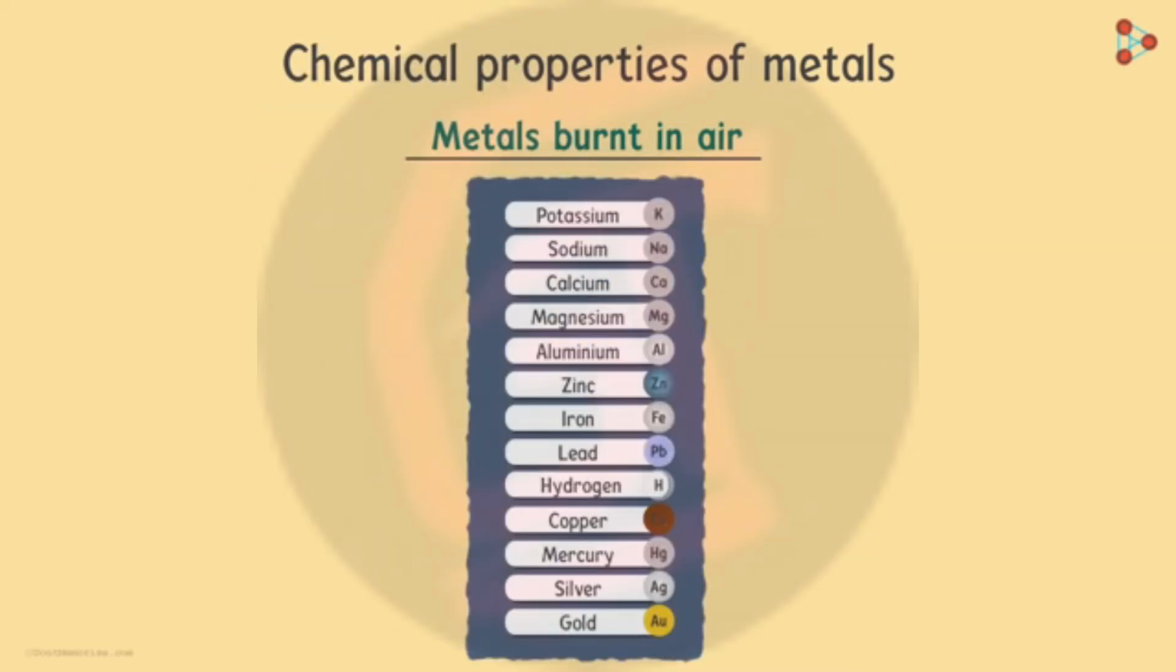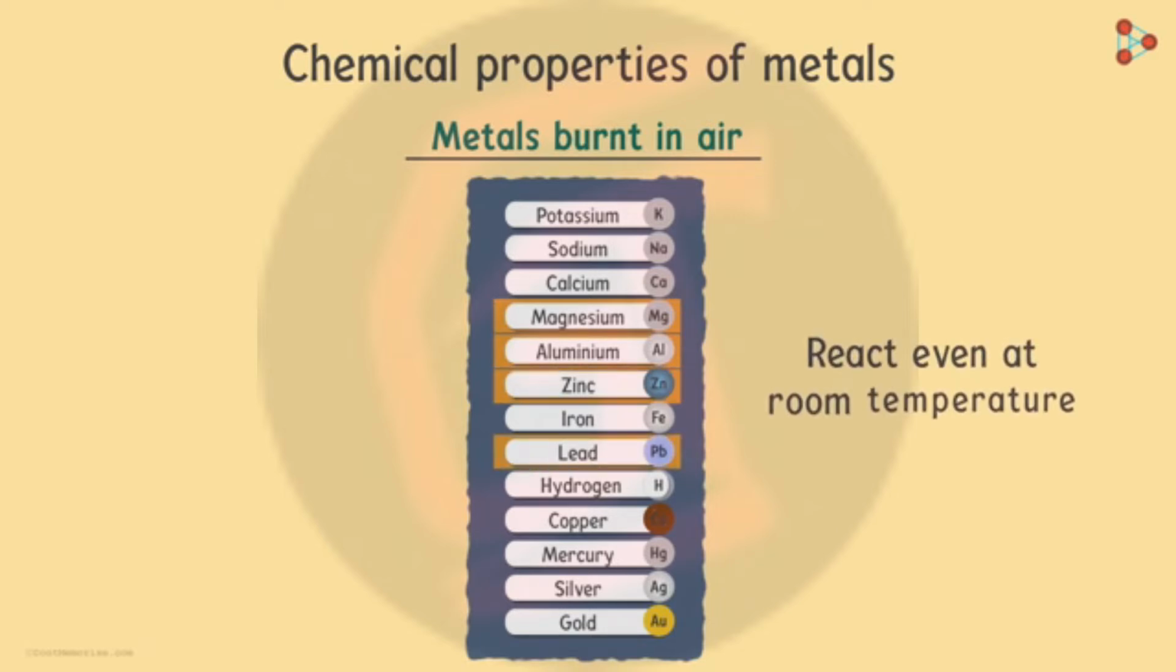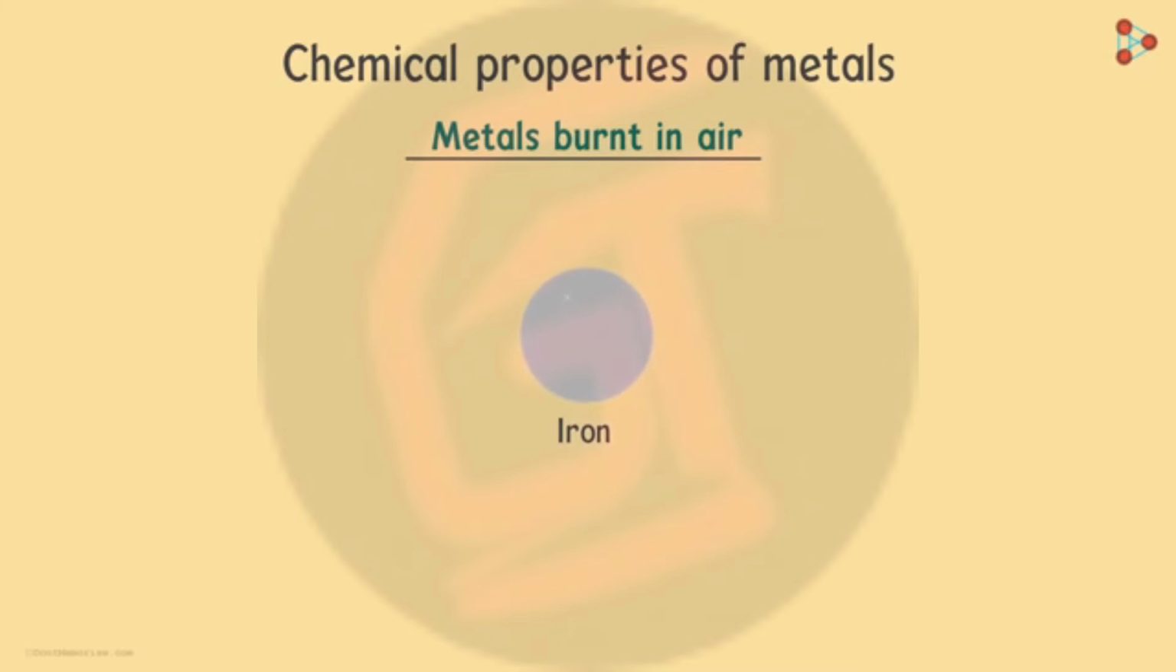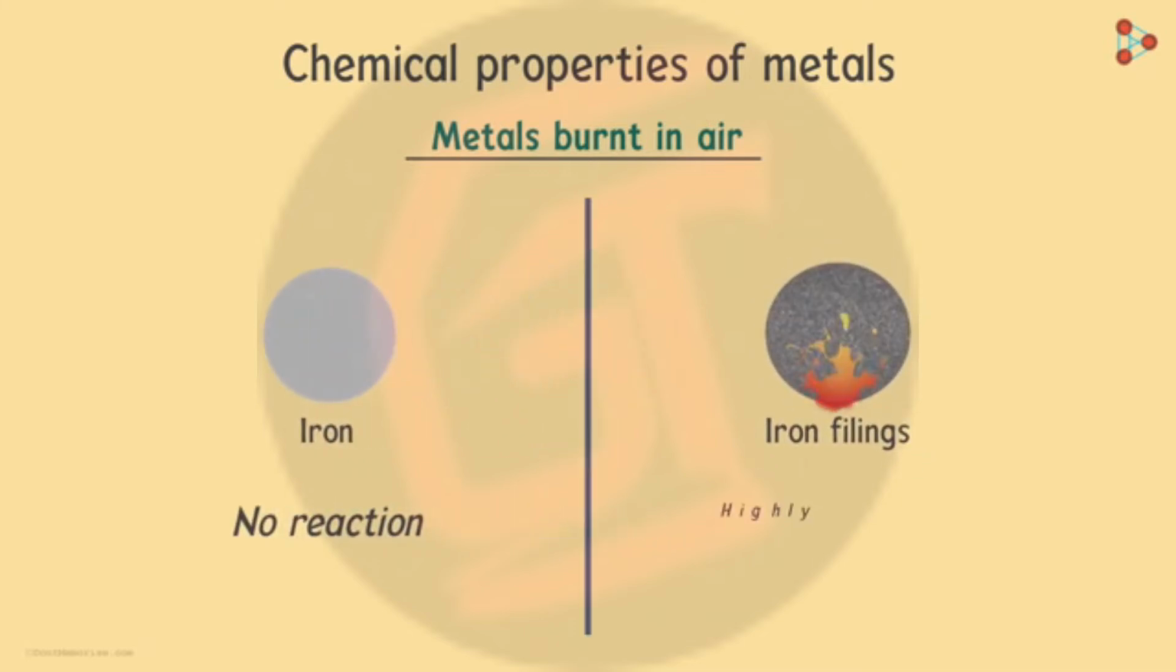What about the other metals? Metals such as magnesium, aluminium, zinc and lead also react with oxygen at room temperature, but they react a bit differently. When they react with oxygen, their surfaces get covered with a thin protective layer of oxide. This layer protects the inner part from being oxidized. What about iron? Iron doesn't burn on heating, but iron filings burn vigorously after being heated.